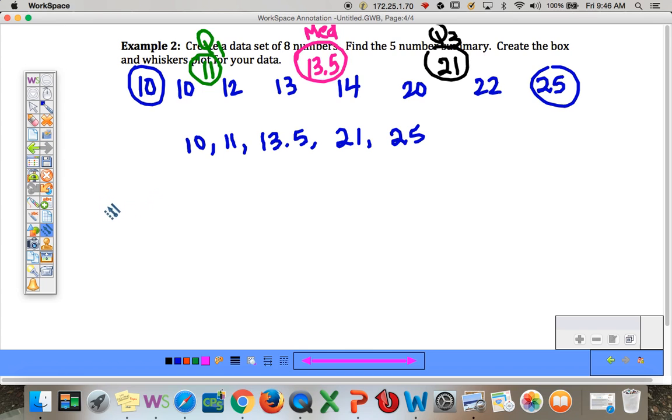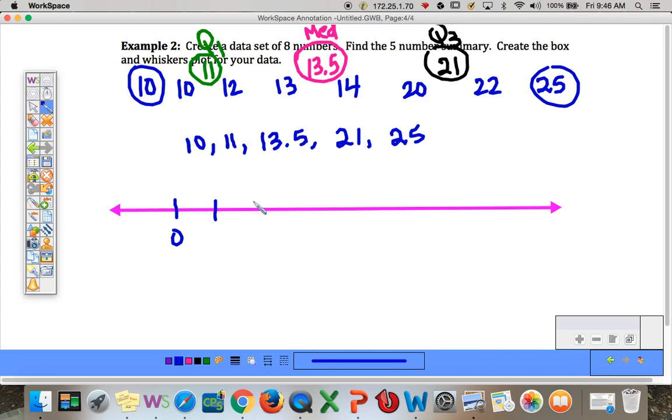Let's make a number line for that, and this one I'm going to go up by 5s. So here will be 0, 5, this will be 10, 15, 20, and there's 25, and here's 30.